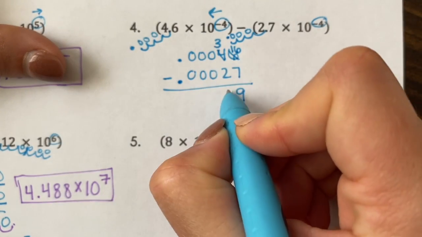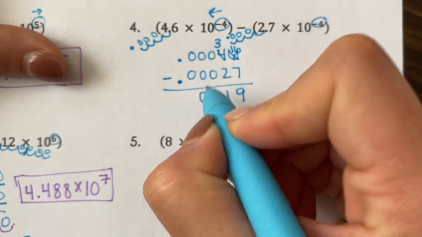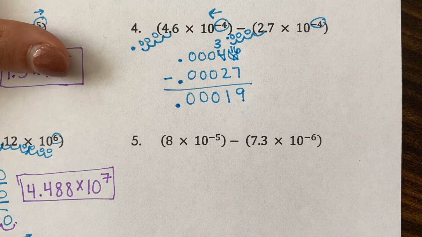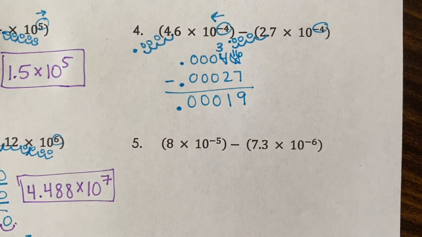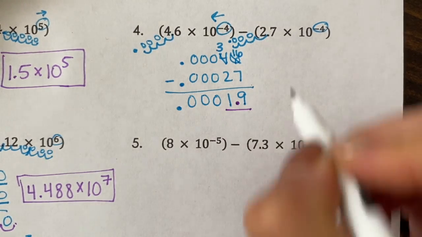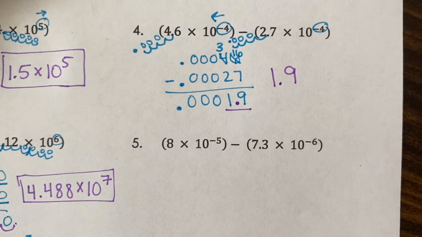3 minus 2 is 1. 0 minus 0, 0 minus 0, 0 minus 0. So this is your final answer. Now we have to write it in scientific notation. So we got to create a number between 1 and 10. So we know 1.9 is going to be our number.